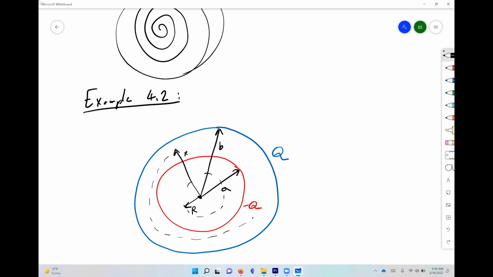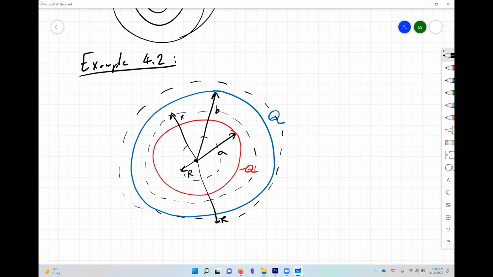Here I'm drawing the Gaussian surfaces. And then r could be outside, r could be here. So I want to calculate the electric field everywhere, and I can use Gauss's law to do that. So this is the point of Gauss's law. What's the field inside?